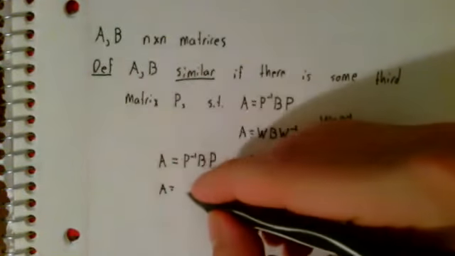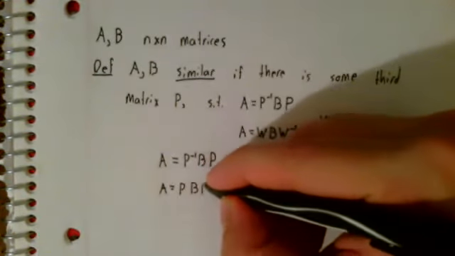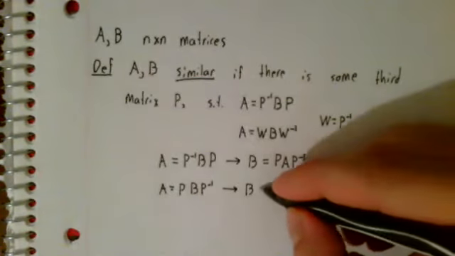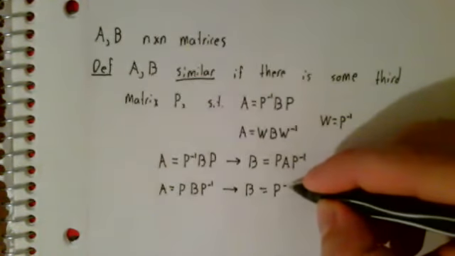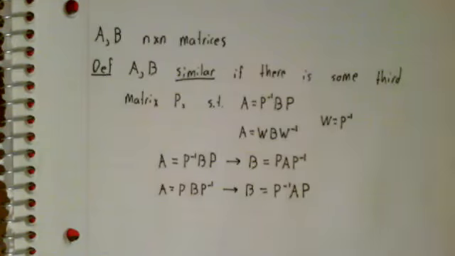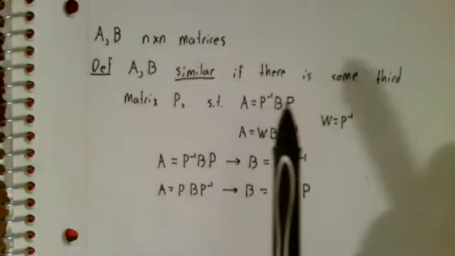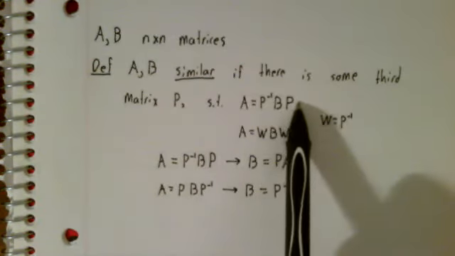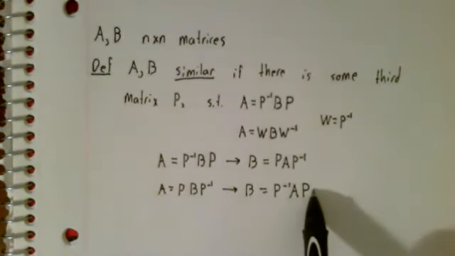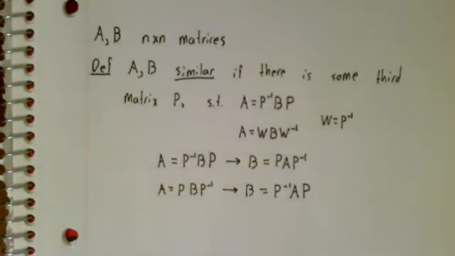And similarly, if we wanted to write the inverse on the other side, well, B equals P inverse times A times P. So if we can write A as an inverse times B times a matrix, we can write B as an inverse times A times a matrix. A and B are interchangeable in this definition.